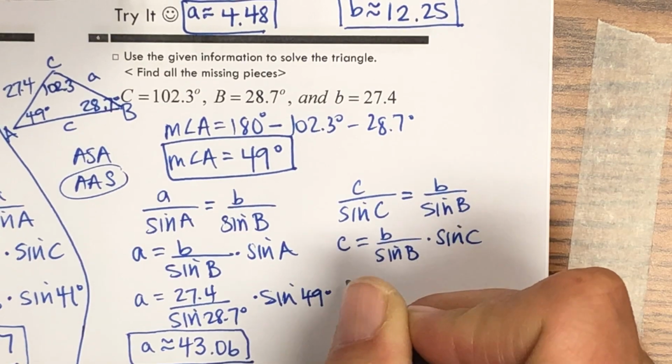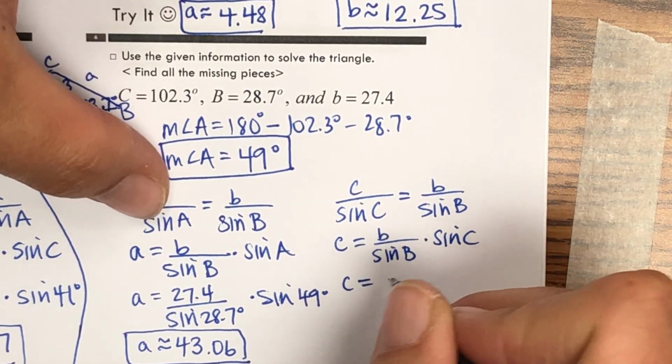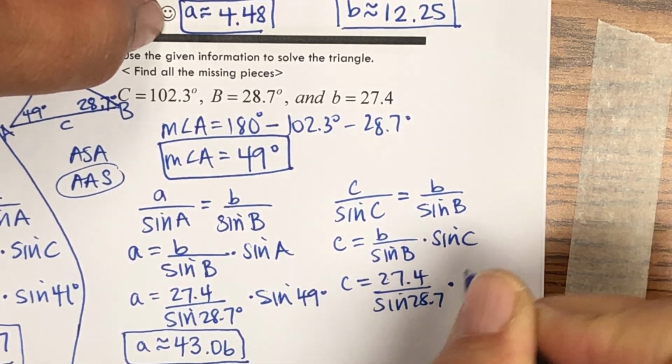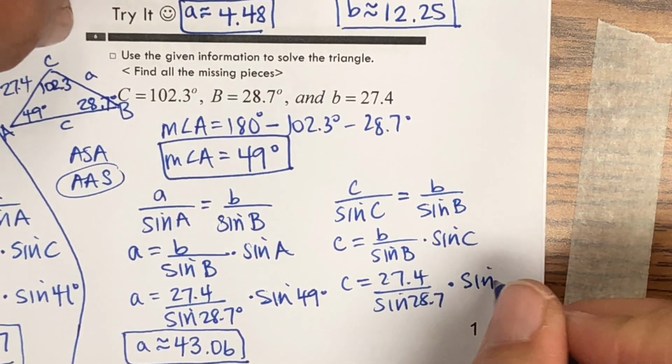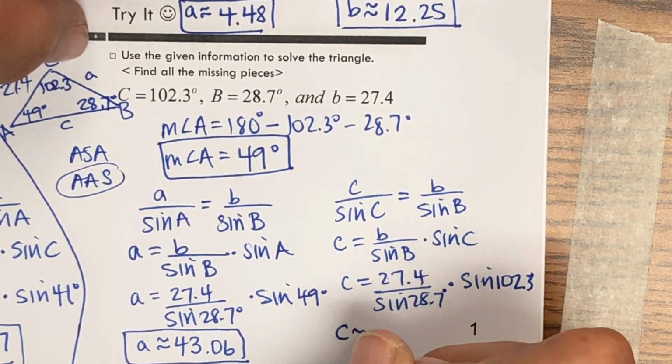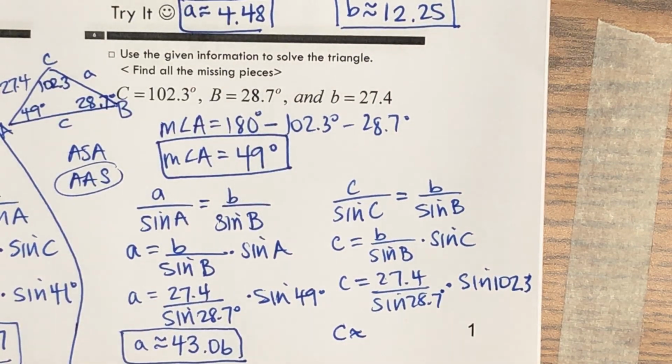Times the sine of C. C is equal to 27.4 over the sine of 28.7 times the sine of 102.3 degrees. That's degrees as well. Okay. Oh, it's hot in here and my air just kicked on and that is glorious. Sine of 102.3 divided by the sine of 28.7. I got 55.75.